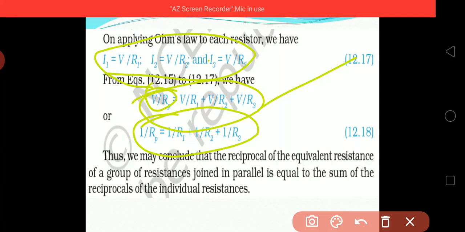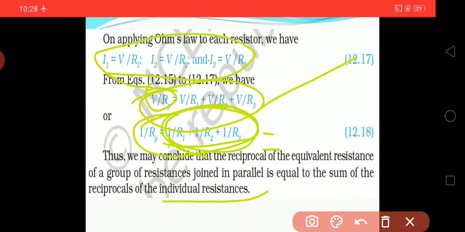Thus we may conclude that the reciprocal of the equivalent resistance of a group of resistances joined in parallel is equal to the sum of the reciprocals of the individual resistances.